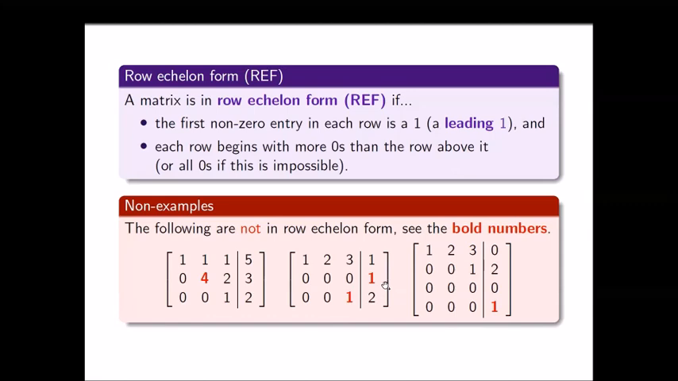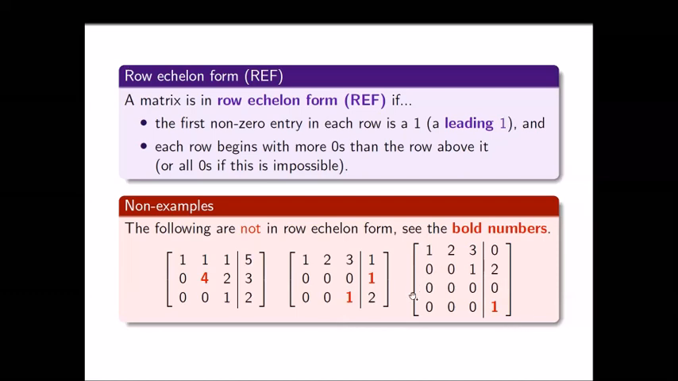The second matrix is not in row echelon form because you have 3 zeros before we get to a non-zero entry in the second row, but in the third row, you only have 2 zeros before we get to a non-zero entry. And this contradicts the second condition. This would have been in row echelon form if we had switched row 2 and row 3 with each other.